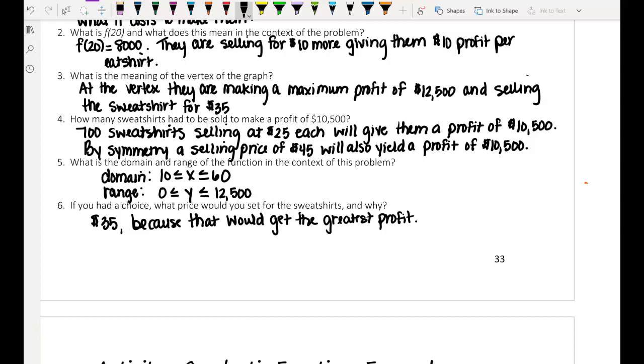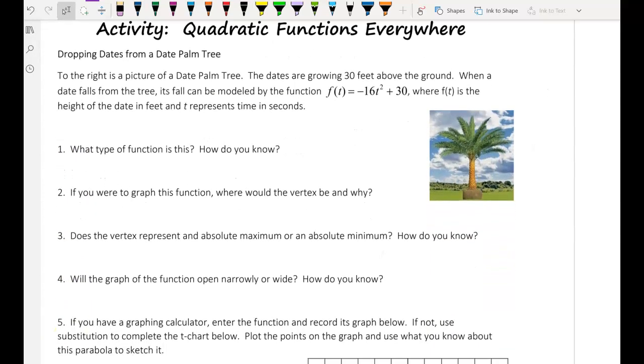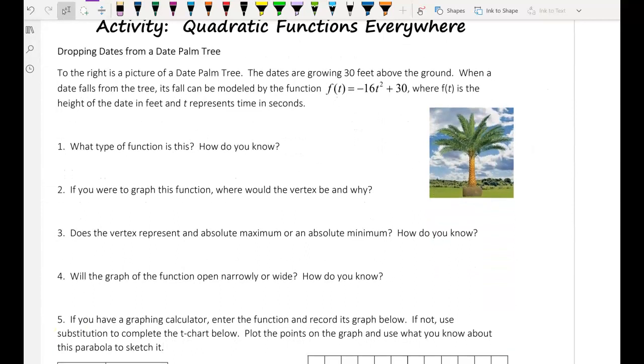So again, we have to think in context of the problem. So dropping dates from a date palm tree. To the right is a picture of a date palm tree. The dates are growing 30 feet above the ground. When a date falls from the tree, its fall can be modeled by the function f of t equals negative 16t squared plus 30, where f of t is the height of the date in feet and t represents the time in seconds.